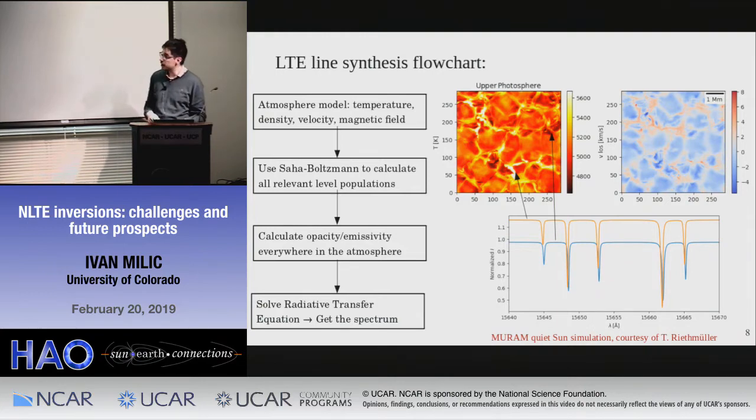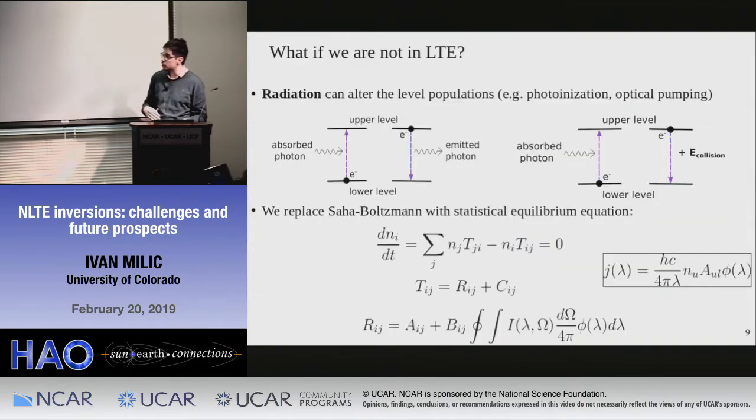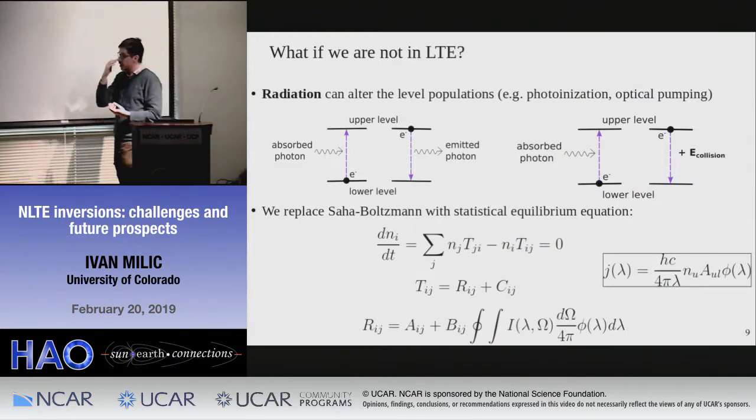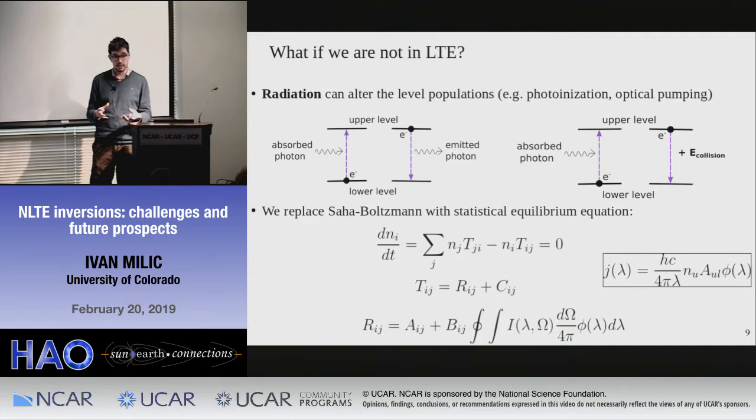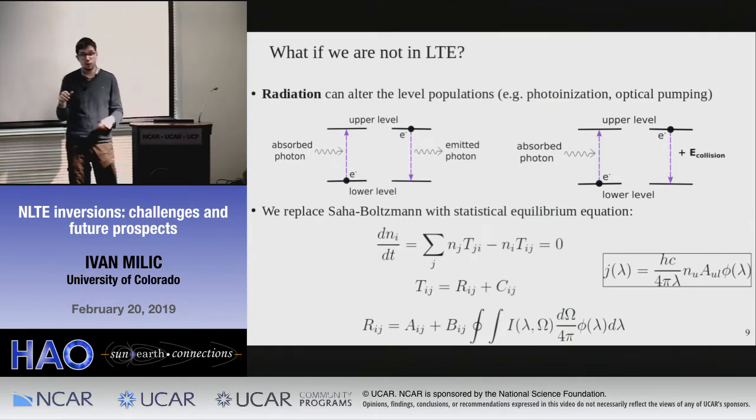However, what I want to talk about here are the lines which are sensitive to much higher layers of the solar atmosphere. And basically the question now arises: what happens when we are not in LTE? LTE is a very useful approximation, and it says that locally in each point in the atmosphere, matter is in equilibrium, and it only depends on the local quantities. So if I know local pressure and local temperature, I can completely describe the state of my gas. I know what my ionization state is, what the velocity distribution is, what the excitation states are, etc.